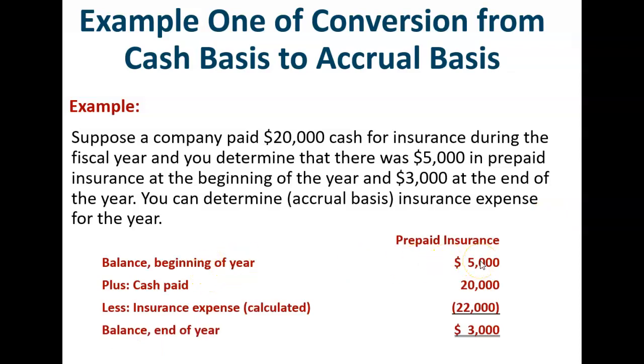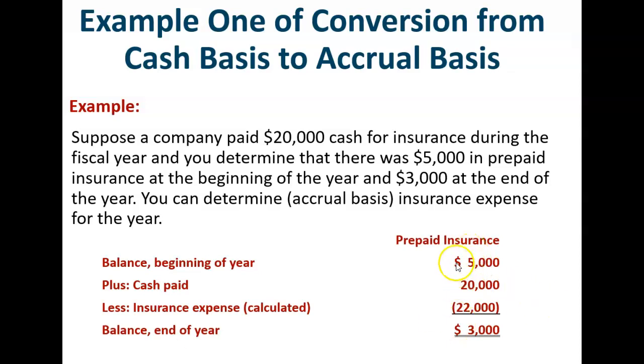Beginning balance of prepaid insurance, which is an asset account, was $5,000. They paid an insurance premium during the year of $20,000. That brings the balance up to $25,000. But at the end of the year, $3,000 was still prepaid. So what do you need to make this calculation work? You need to reduce the prepaid insurance account by $22,000.